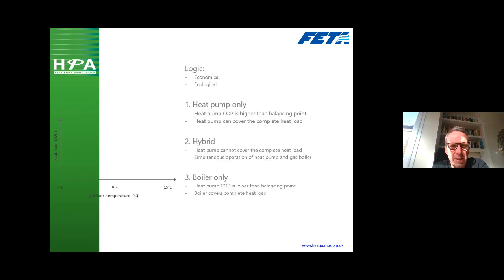If you click on to the next one for me, Sam. So in effect, we're at heat pump only when the COP or the efficiency is higher than that balancing point. The heat pump can cover the majority of the load. We move into hybrid when the heat pump is struggling maybe to cover the load, but it's still efficient, and we can use the boiler as a support. And then finally, we'll move over to boiler when the heat pump COP or the efficiency is lower than that balancing point, and it makes sense from a cost-effective reason and to a degree from a carbon reason to move over to the boiler mode.